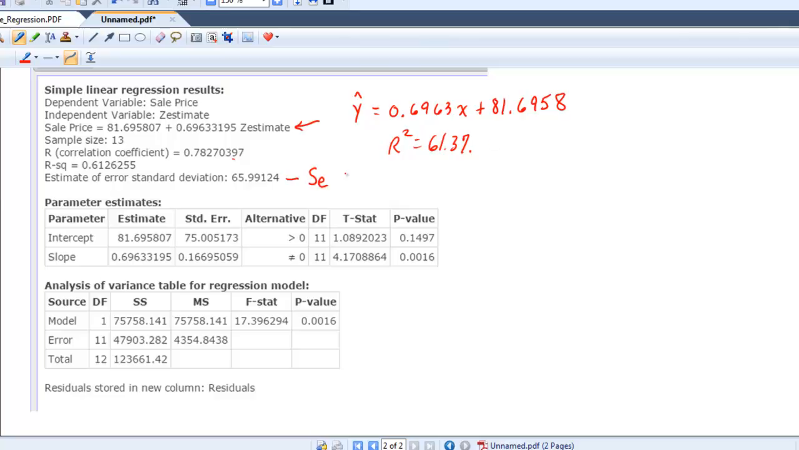The estimate of the standard error is 65.99. That's an estimate of the variability in Y, essentially, around the least squares regression line.